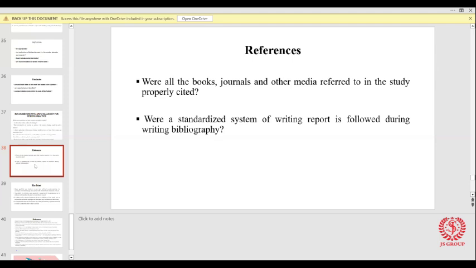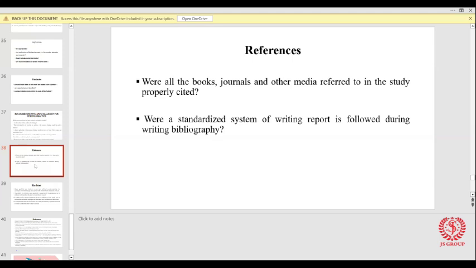That we have to check each and every paragraph where they referred. Every number should be there, and the superscript number should be there. And according to the superscript number, references should be there. Maybe in the APA style or in the Vancouver style or in a different format. So many styles of writing references are there, no? That one. Where a standardized system of writing is followed during writing the bibliography.